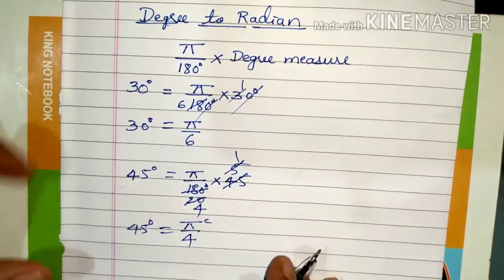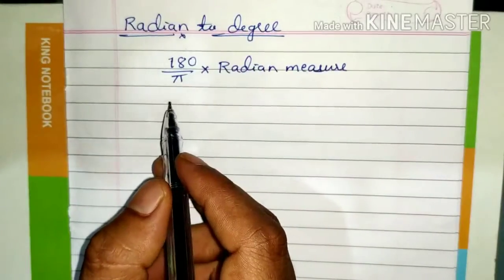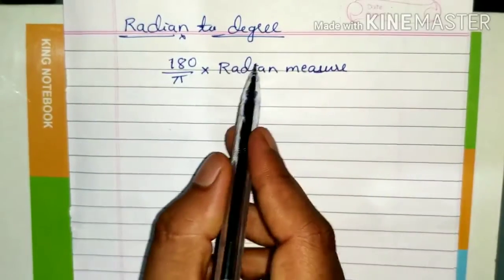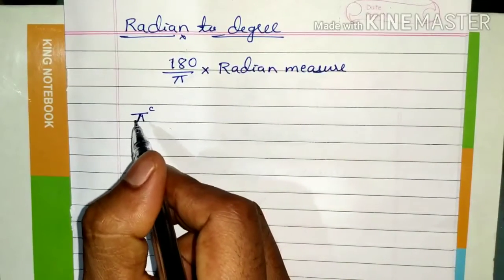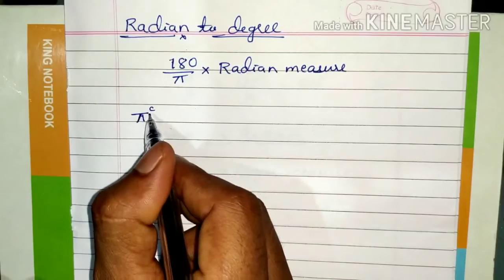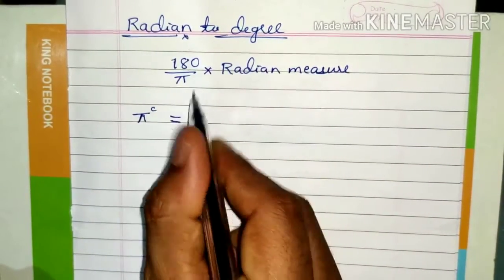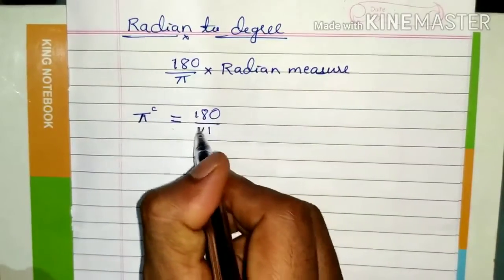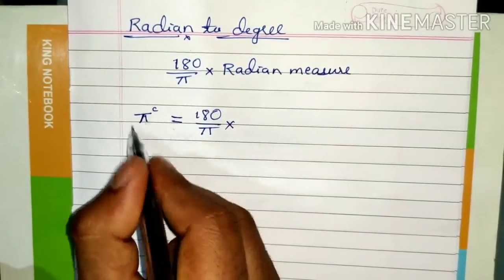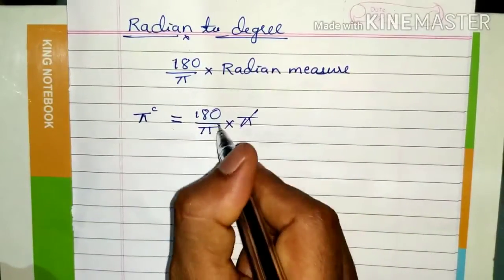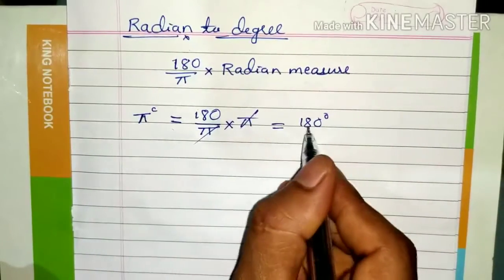Next we shall discuss how to convert radian measure to degree measure. Suppose you want to find the degree measure of pi radians. Then pi radians is equal to 180 divided by pi into the radian measure, which is pi. You can cancel pi, and the remaining is 180 degrees. Therefore pi radians means 180 degrees.